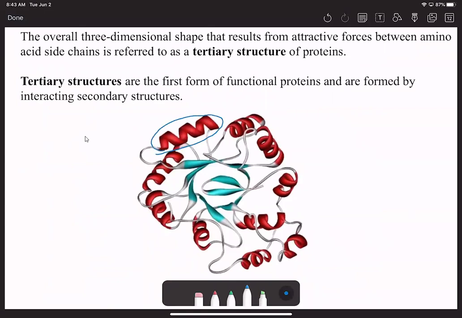So here we have an alpha helix. Here's a beta pleated sheet. But this alpha helix is interacting with this alpha helix, and it's also interacting with this beta pleated sheet. And all of these secondary structures are interacting with each other. So we have hydrogen bonds that are occurring between these structures, right?